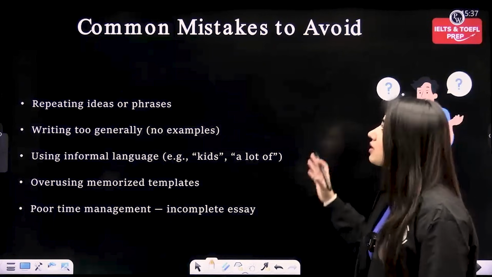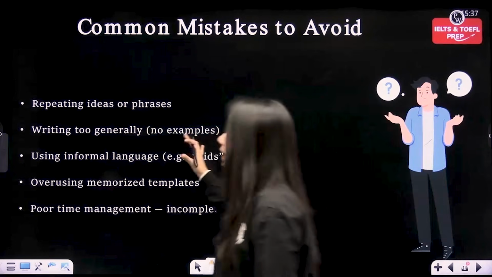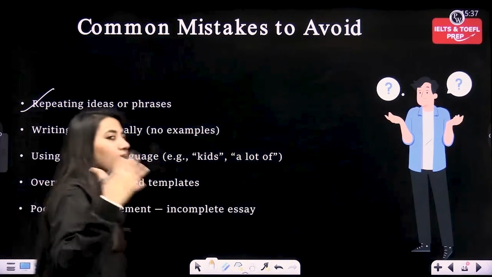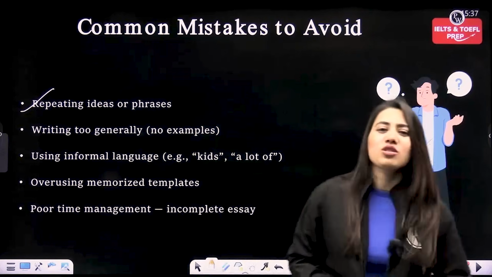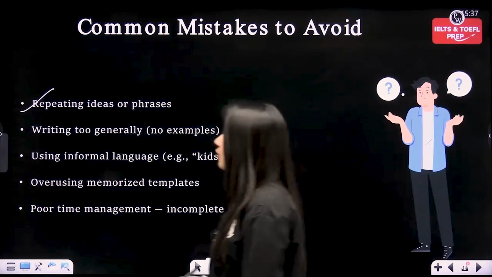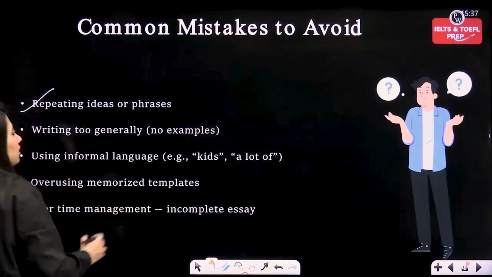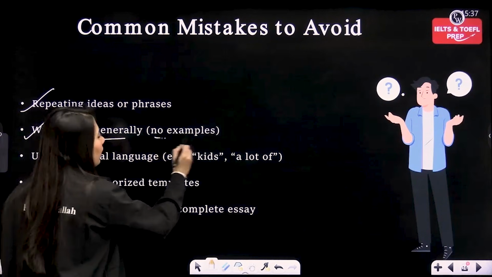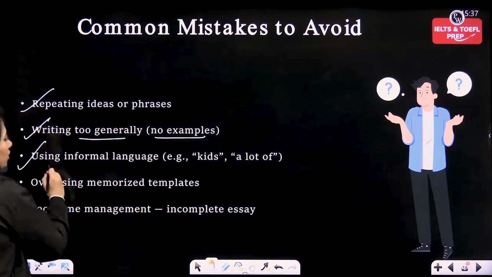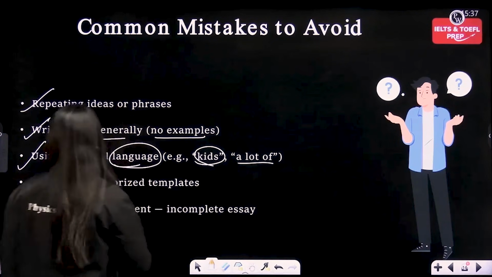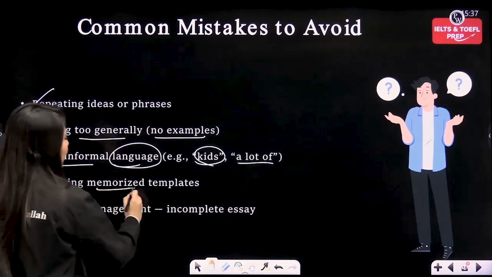Next to that are some common mistakes. Let's see them. Repeating ideas or phrases, not paraphrasing the language but just repeating similar phrases and similar things which we have got in the question, or maybe in your opinion, just repeating words. Writing too generally, providing no examples, using informal language like kids, a lot of, and overusing memorized templates.